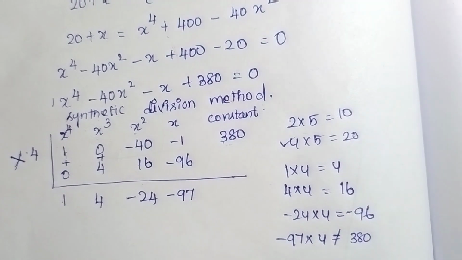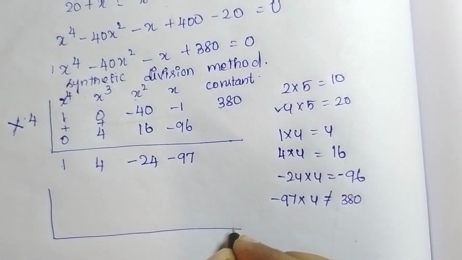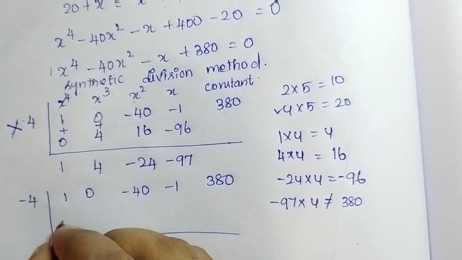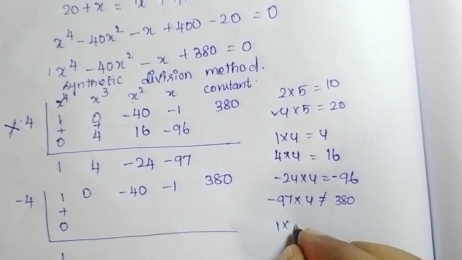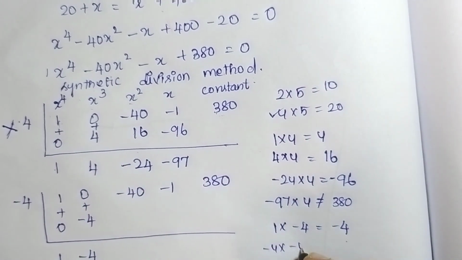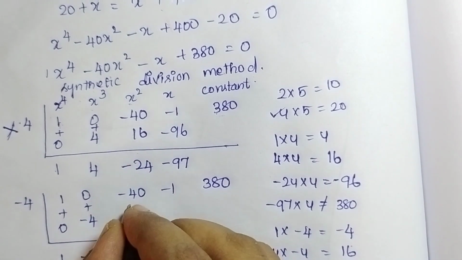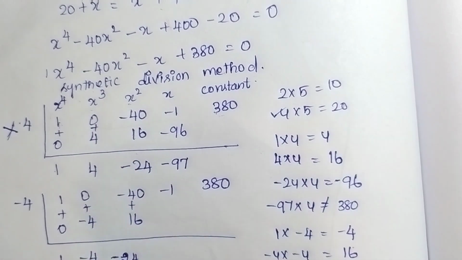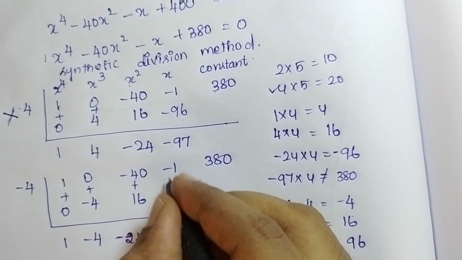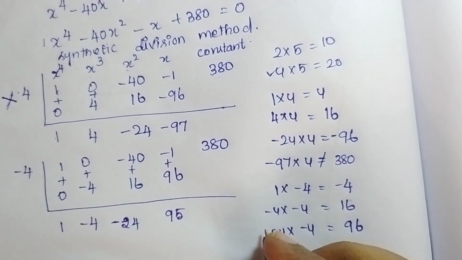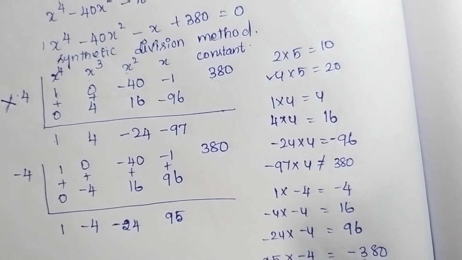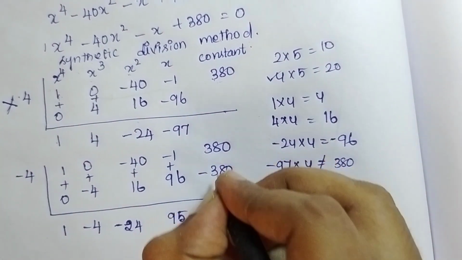Let's check for minus 4 whether it gets satisfied or not. So just write 1, 0, minus 40, minus 1, 380. Here 0 is the default. If we add these two, I'll get 1. Then 1 into minus 4 is minus 4. If I add these two, I'll get minus 4. Minus 4 into minus 4 is plus 16. So put 16 here. If I add these two, I get minus 24. Therefore minus 24 into minus 4 gives plus 96. Put that plus 96 here. If we add these two, I will get 95. Therefore 95 into minus 4 is equal to minus 380. So it gets satisfied, and the remainder is 0.